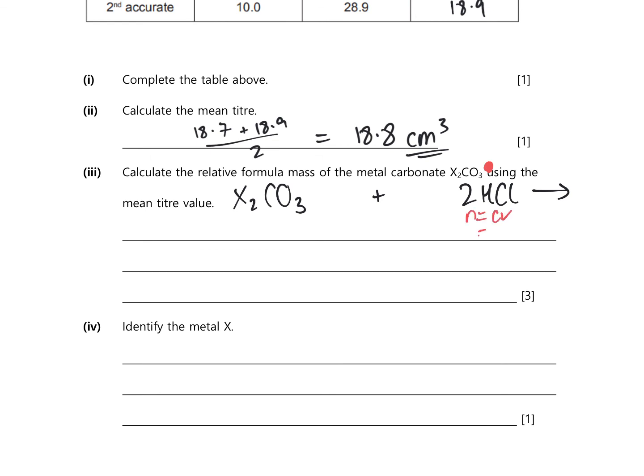So that's n equals CV. Concentration being 0.2 from the question, and using our average titer. Some people went back to using one of their accurate values, but no, use your average titer, which will be 0.0188. So that will give us 3.76 times 10 to the minus 3 moles. That's in our titration. Okay, bringing that over to your X2CO3, your carbonate, the ratio is 2 to 1. So we're dividing by 2, and that gets us 1.88 times 10 to the minus 3 moles.